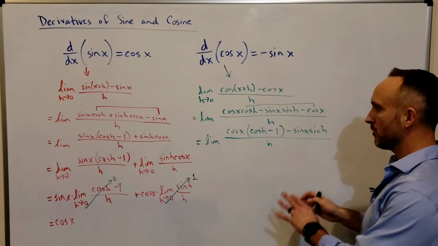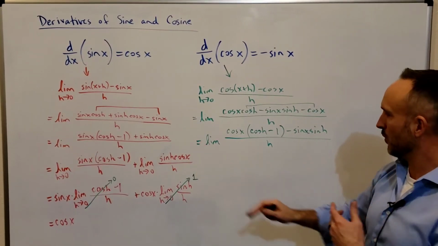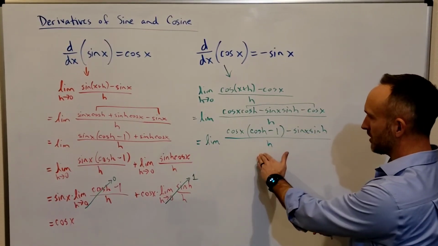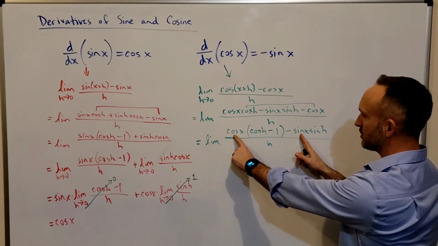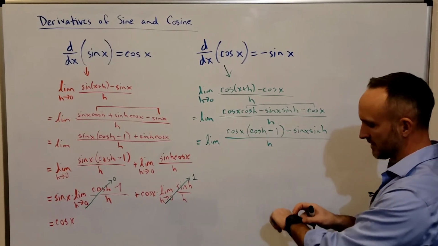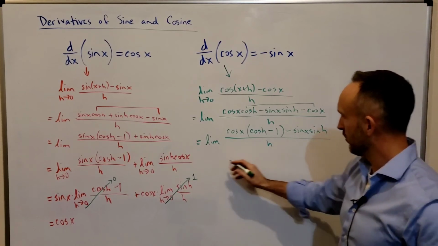And then furthermore, I'm going to speed this up now because we've done it once. I'll split the fraction apart, and I'm going to go ahead and factor the cosine of x out to the front of the limit and the sine of x out to the front of the limit, all at once.